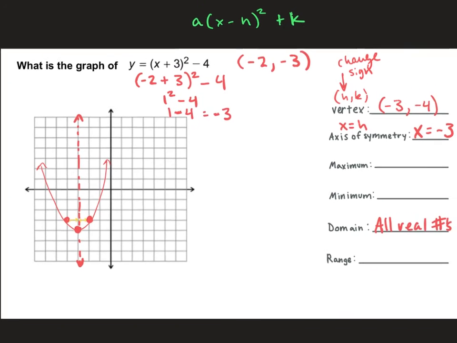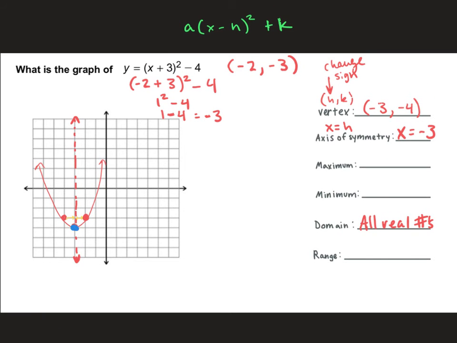Is our vertex at the maximum or minimum? It's the minimum. It's the lowest point on our graph. And what is our minimum value? Where does that number for the minimum come from? The y number. So what's our y? -4. So our minimum is -4.